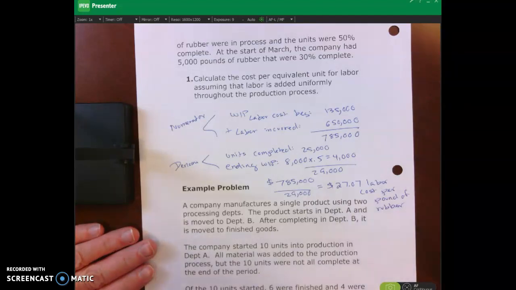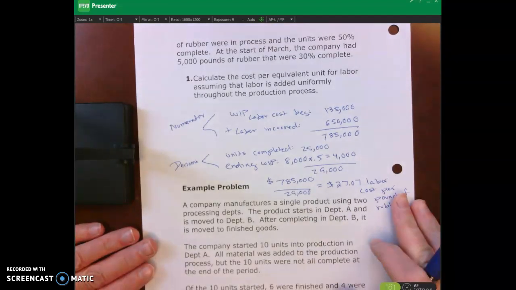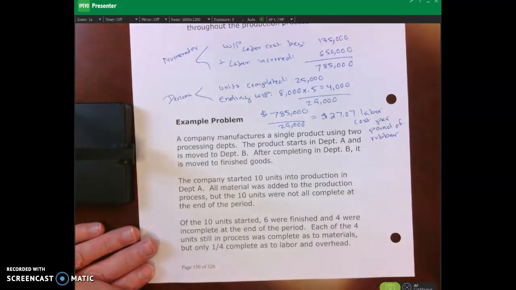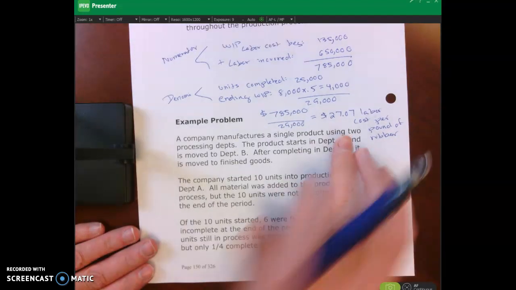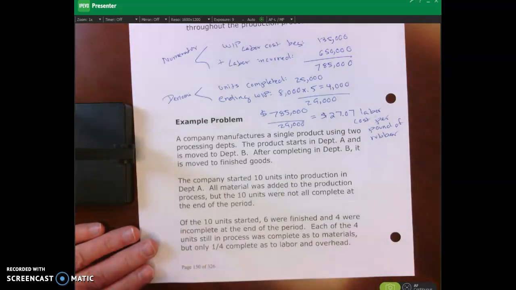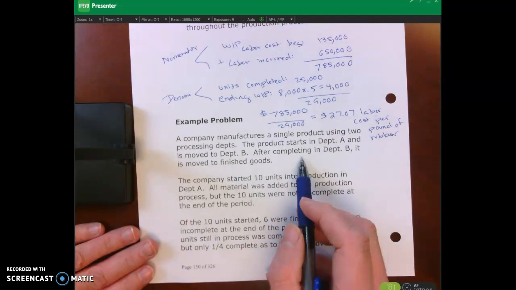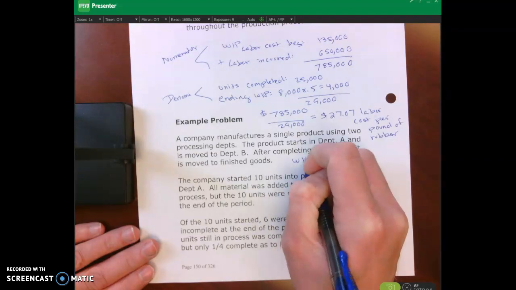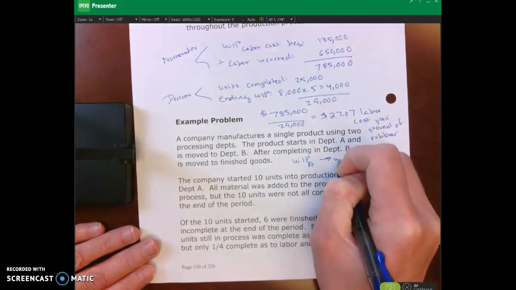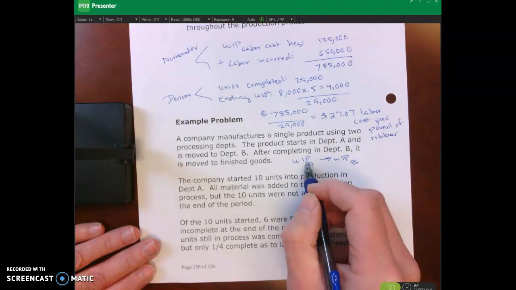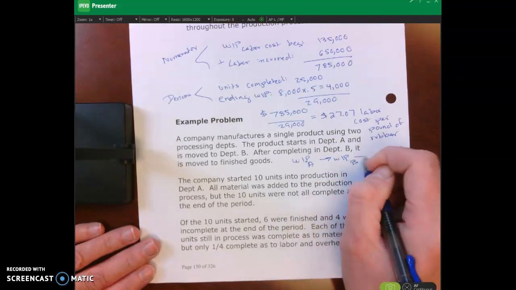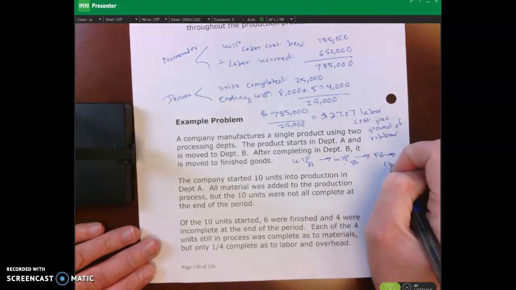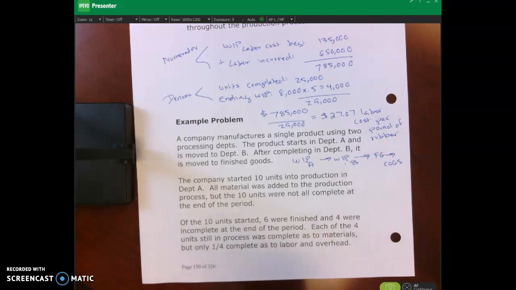Okay, so let's take a look at an additional example problem. Say a company makes a single product using two processing departments, Processing Department A and Processing Department B. After completing in Department B, it moves to finished goods. So what we have over here is WIP A goes to WIP B, Department A, Department B, and once it's done in Department B, it goes to finished goods, and then of course to cost of goods sold. That's the cost flow.